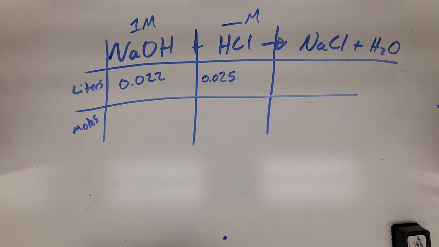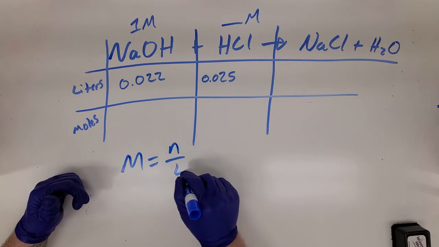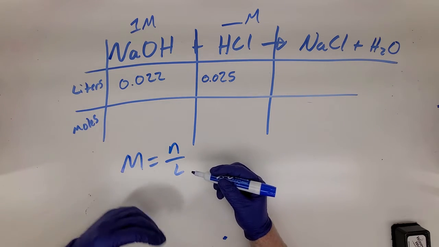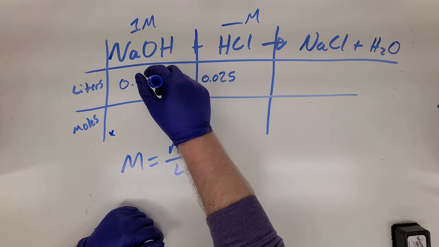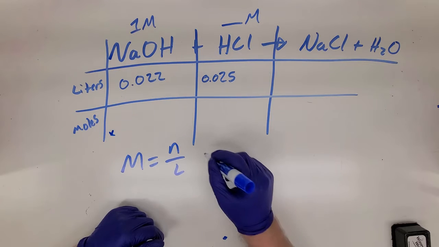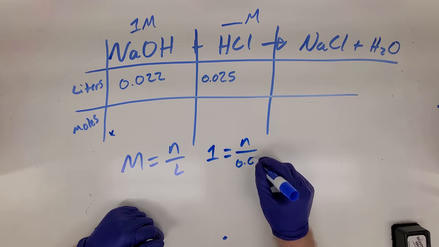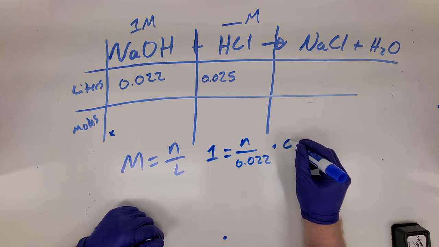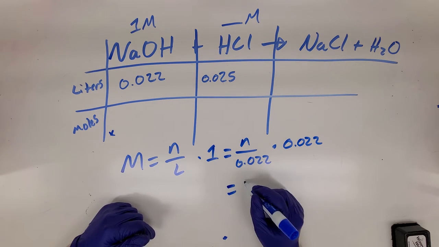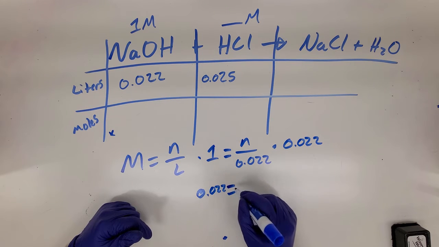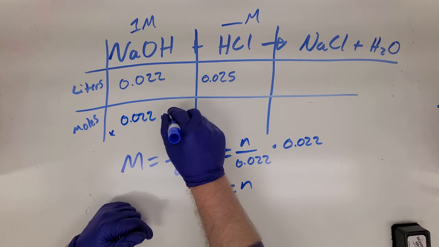So in order to figure out the number of moles used, we take the molarity equation, M equals n over L, and plug in the information for sodium hydroxide. So we have to find moles. We know the liters, and we know the molarity. So 1 equals n over 0.022. Multiplying 0.022 to both sides, that comes out to 0.022 moles.